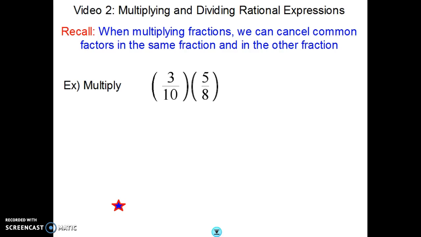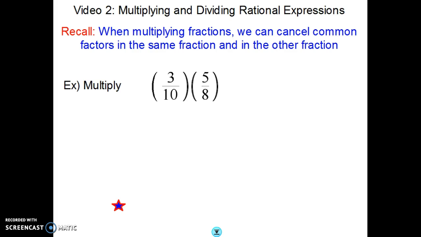In this second video, we're going to look at how to actually multiply and divide rational expressions. Now, recall when you're multiplying normal numerical fractions, you can cancel before you actually do the multiplication because you can cancel out common factors either inside of a fraction, or you can do what's commonly referred to as cross-canceling, where you cancel the numerator of one fraction with the denominator of the other.